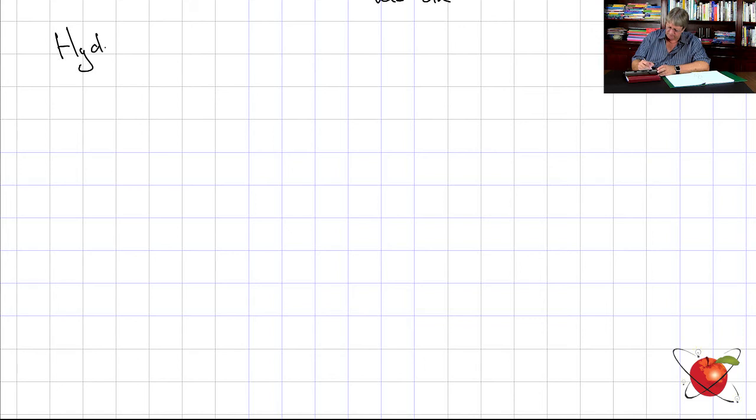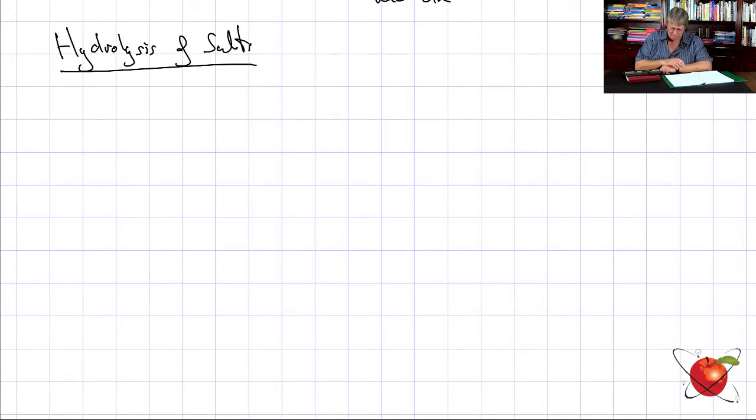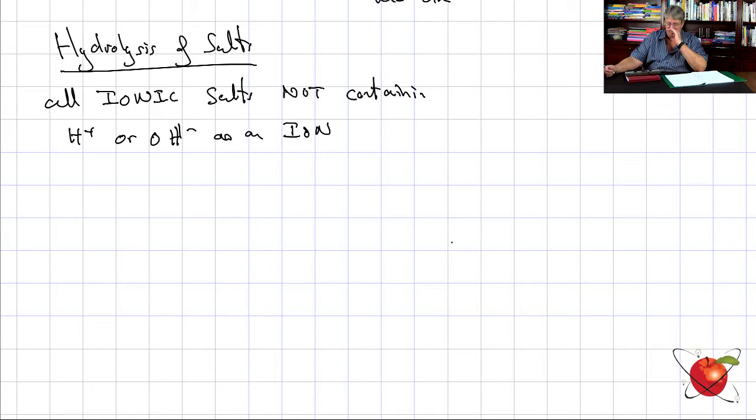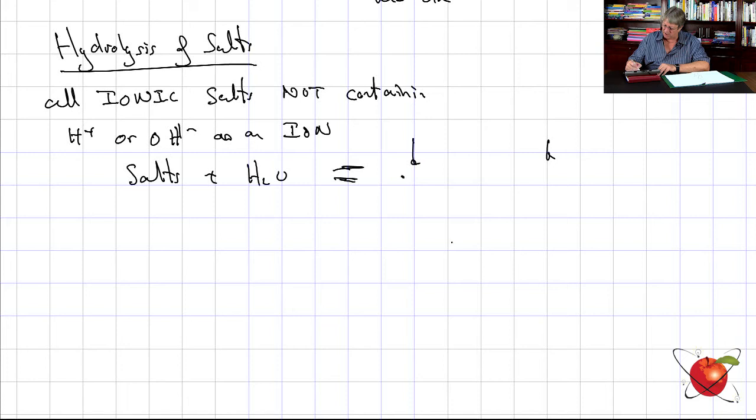We're now going to talk about something called hydrolysis of salts. Hydrolysis of salts. Okay? This is all ionic salts not containing H+ or OH- as an ion. Okay, right? So we're going to talk about these salts. When these salts hit the water, so we've got these salts plus H2O, they basically split into their ions.